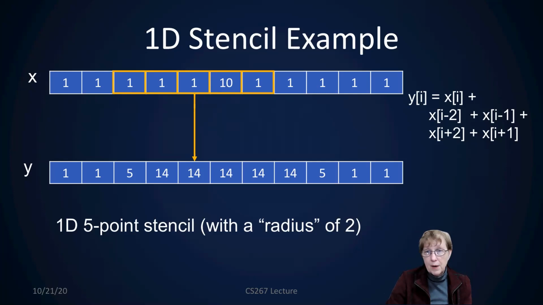So this is what's called a 5-point stencil. It's accessing 5 elements of the X vector and writing the result in one element of the Y vector. And so you can also think of this as a one-dimensional stencil with a radius of 2, because it's going 2 to the left and 2 to the right.